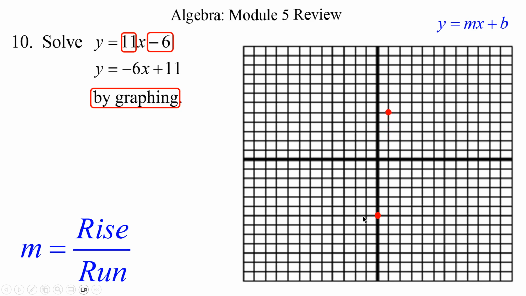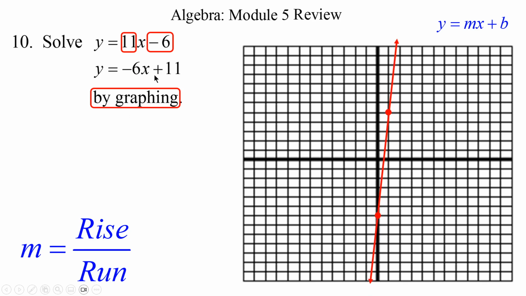Let's see that again. Let's double check that. I looked around a little bit here. So 1, 2, 3, 4, 5, 6, 7, 8, 9, 10, 11, and over 1. There it is right there. Now draw the line through those 2 points.